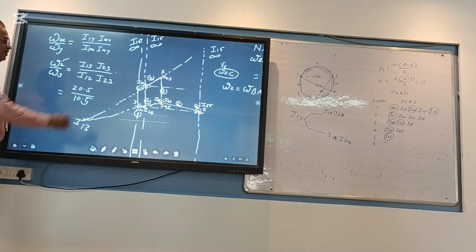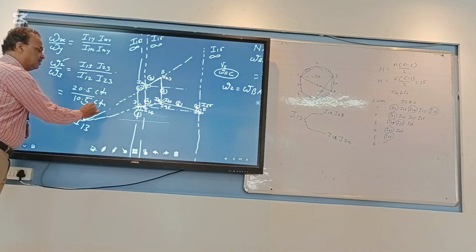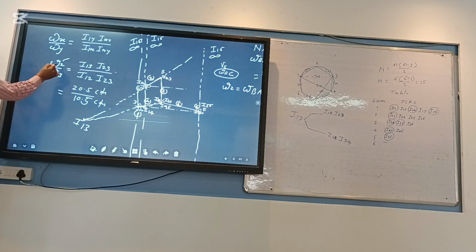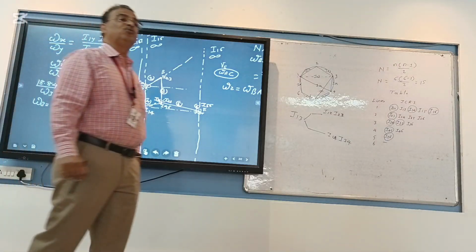In centimeter. If this is in centimeter, this should be in centimeter. सुन रहे कि नहीं? This centimeter will get. Now come to omega. This omega 2 already calculated, how much? 18.84. What is the unit of omega? Radian per second. This is omega 3. Omega 3 will go to this side. 10.5 will multiply this and the total will be divided by what you will get? Omega 3 in radian per second, no? This is how to calculate.